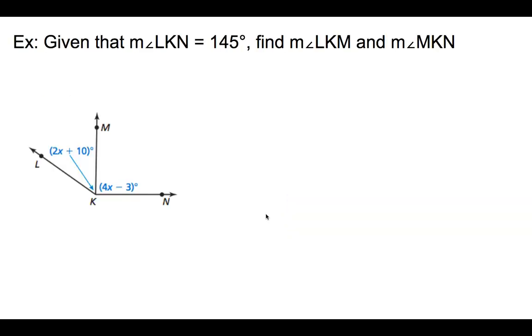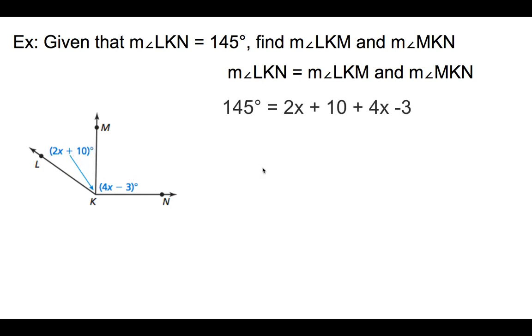So go ahead and try this problem here. Given that the measurement of angle LKN is equal to 145 degrees, find the measurements of LKM and MKN. I know the measurement of LKN is equal to the measurements of LKM and MKN added together. So basically, this whole measurement, LKN, is going to be equal to adding up these two pieces together. So I know 145 is going to be equal to adding the two pieces.